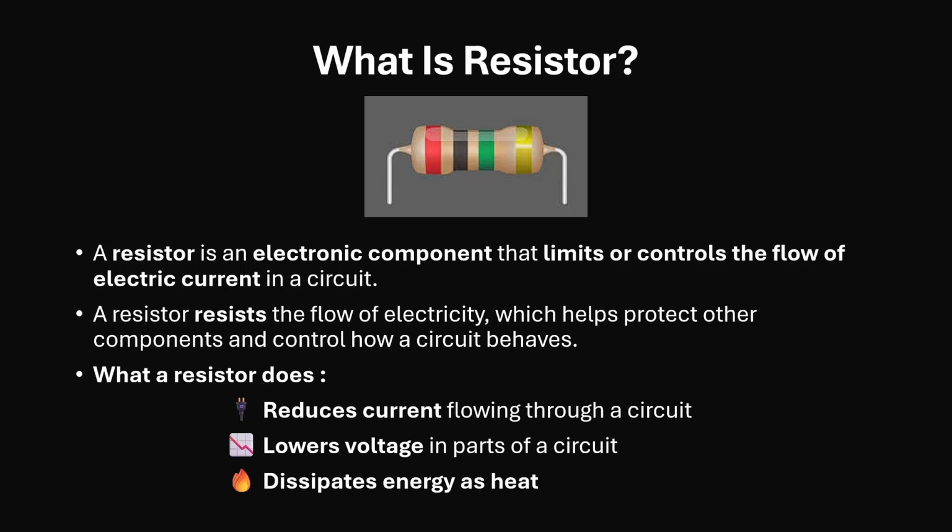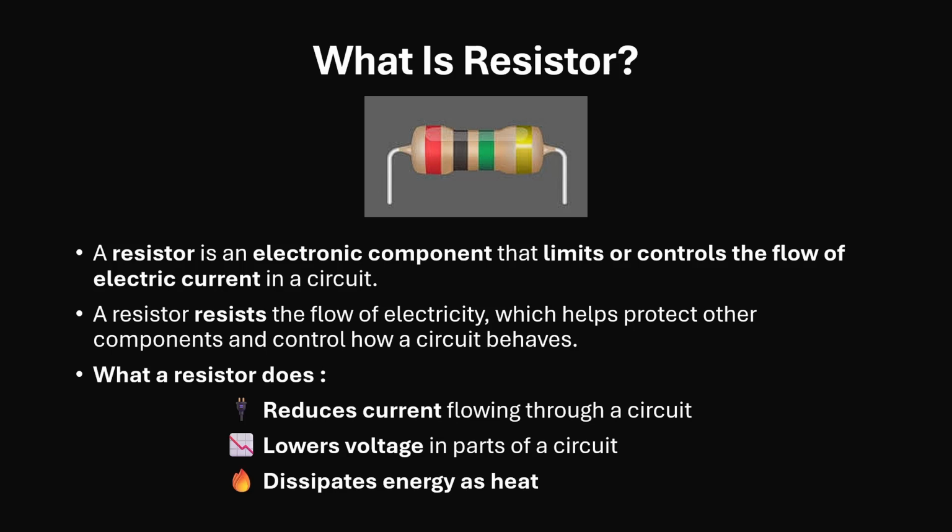Hey guys, today we will learn what a resistor is. A resistor is an electronic component that limits or controls the flow of electric current in a circuit. A resistor resists the flow of electricity, which helps protect other components and control how a circuit behaves.